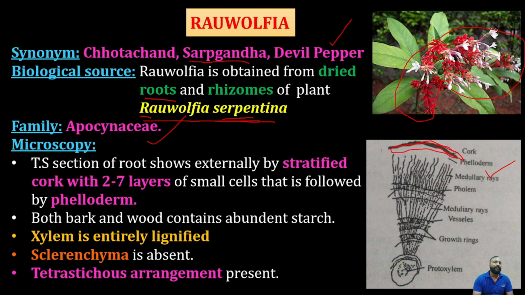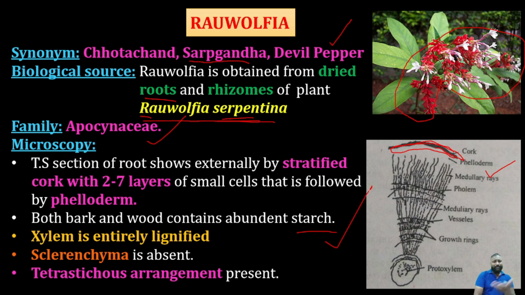Xylem is meant for the water supply and phloem is meant for the nutrients and other supply. Because it's a root and rhizome, the nutrients absorbed there will be supplied to the stem, thereby transferred to all the rest of the parts. So phloem will be there definitely, the medullary rays, vessels, growth rings. By the growth rings we can calculate the age of the particular plant, and fibers of xylem. Both bark and wood contain abundant starch, because you should remember that any part which grows down towards the earth, any subterranean part, definitely consists of starch.